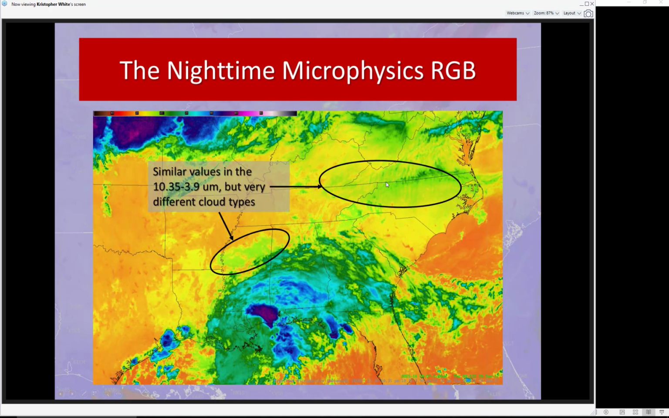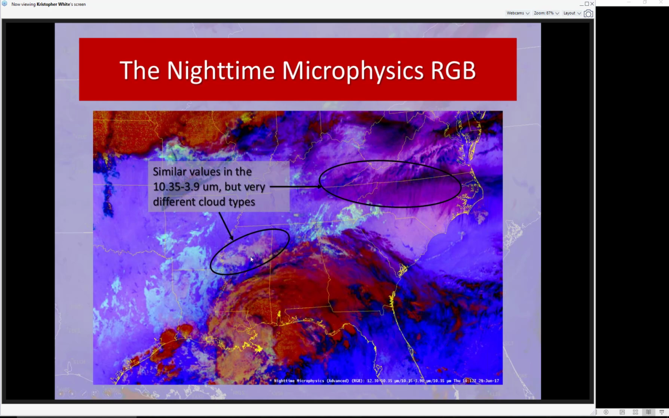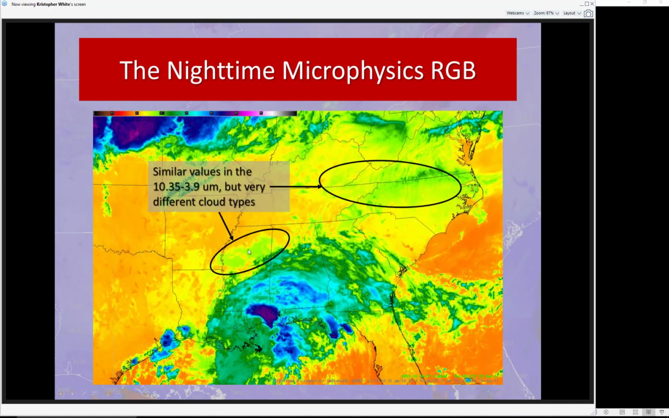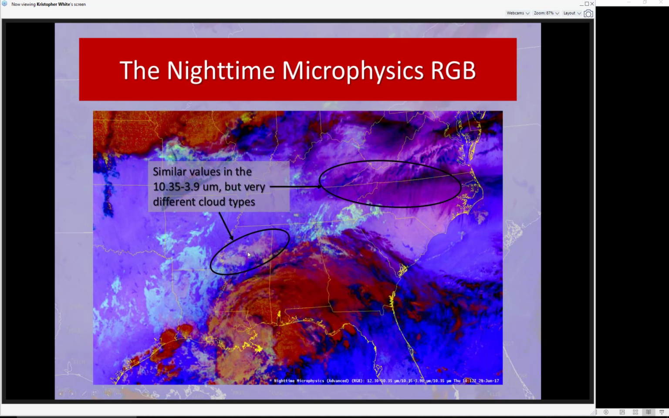When I go to the Nighttime Microphysics RGB, what I'm noting is some low clouds and some mid clouds. And here, what I actually have is thin cirrus. So this is an issue with the 10.35-3.9, in that relatively thin cirrus will sometimes give you similar values as some sort of lower cloud feature. So again, this is why I think the Nighttime Microphysics RGB can be advantageous.